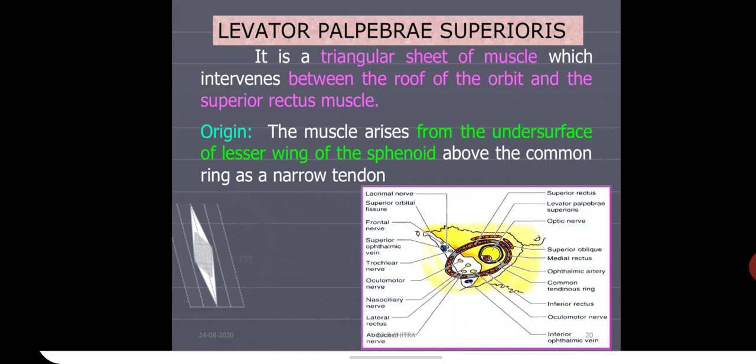It's a triangular sheet of muscle which intervenes between the roof of the orbit and superior rectus muscle. In the dissected roof of the bony orbit, I have told you this is the first muscle which we will see in the dissection of the orbit. Origin: this also takes origin from the roof of the orbit, above the common tendinous ring, from the under surface of the lesser wing of sphenoid.